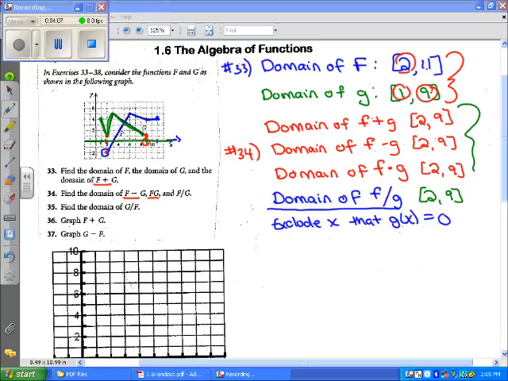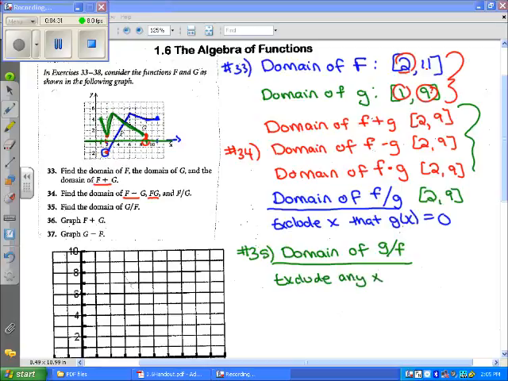Okay, now let's go on to number 35. This one's a little bit different. It's asking for the domain of g divided by f. So what I'm going to do is look at the intersection of the domain of f and the domain of g and exclude any values of x that make f of x equal 0.